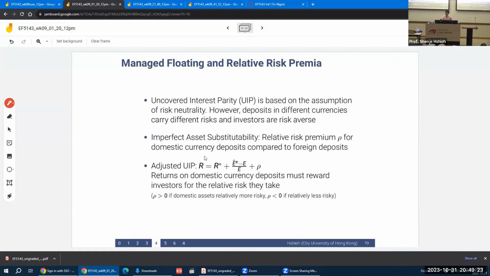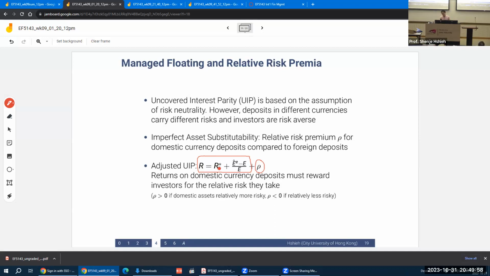So what we do now is, not only is the interest rate differential a function of expected depreciation of the home currency, it's now a function also of this Greek character rho. So rho is supposed to represent the relative riskiness of sovereign debt between two countries. So maybe it's clear if you think of rho for now as a positive number.